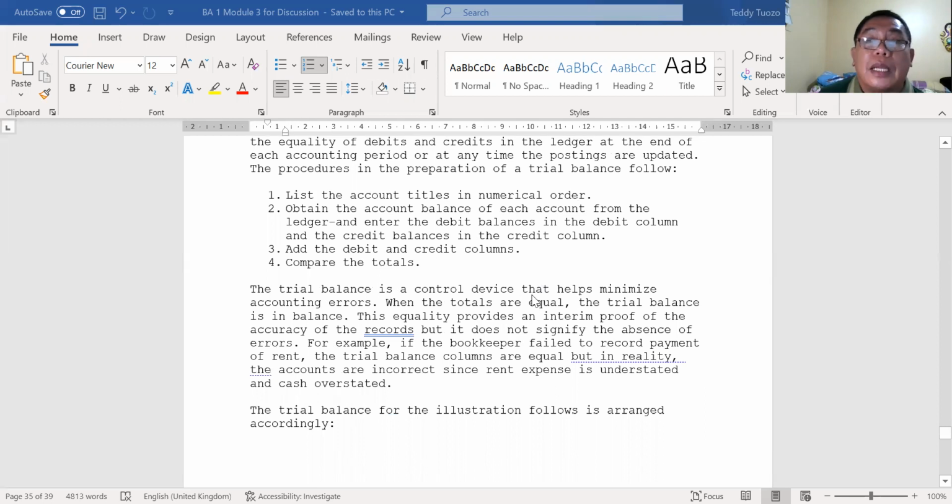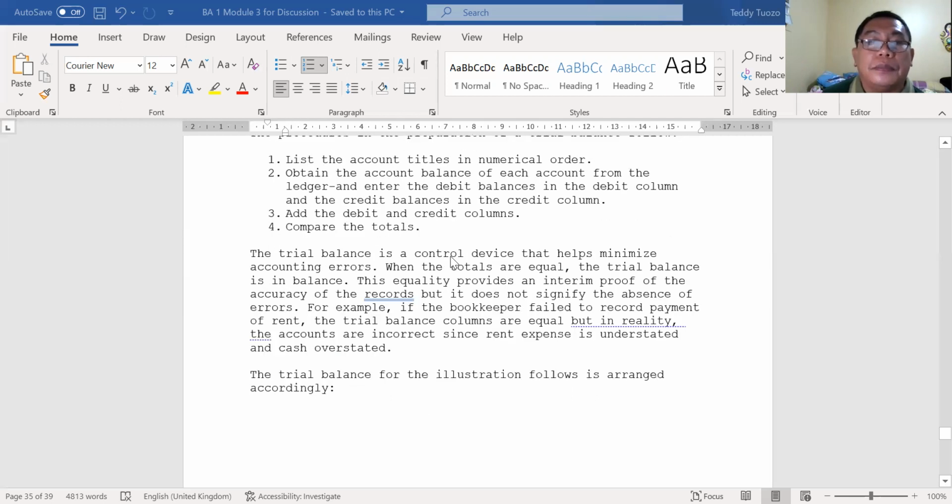And then add the debit and credit columns and compare the totals if the debit and credit are equal. If the totals of your debit and credit are equal, meaning to say your work is balanced. So it doesn't mean that your work is correct, no? You might be posting it to another account, another column, then of course it will cause an error. Later on, I will teach you how to identify errors. The trial balance is a control device that helps minimize accounting errors.